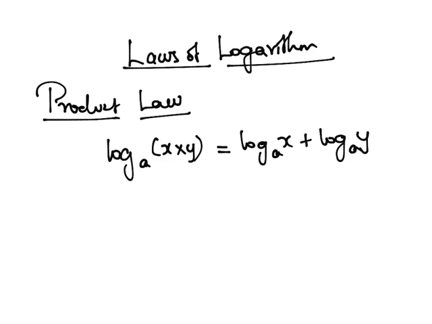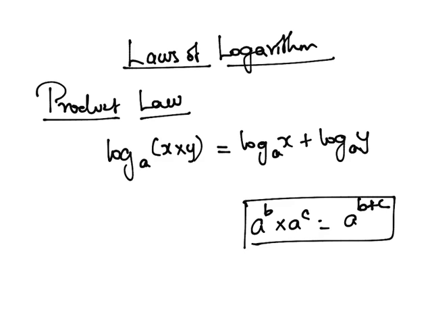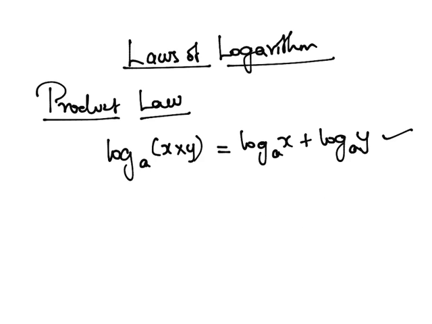In fact, it flows from a property. For example, we have this exponential property: a power b into a power c equals a power b plus c. Okay, this property of exponents, basically you get this from this, but I'm not going to explain how it is so. So this is the property. So basically, if you have a product, you can write it as a sum of two logarithms.